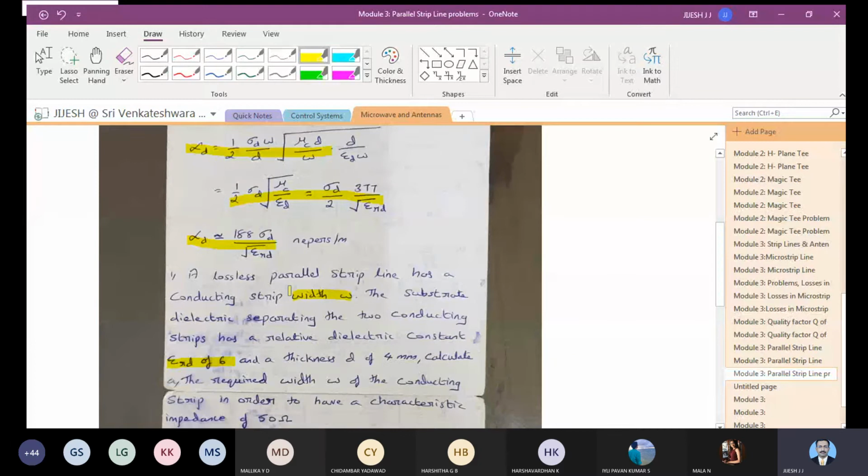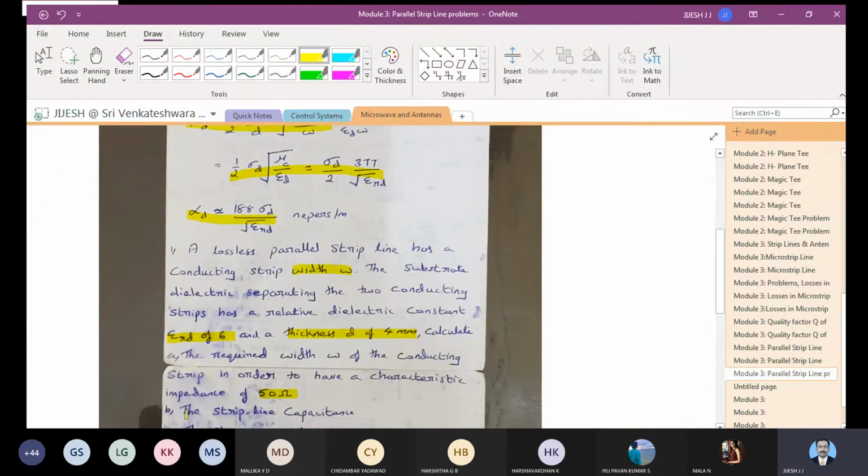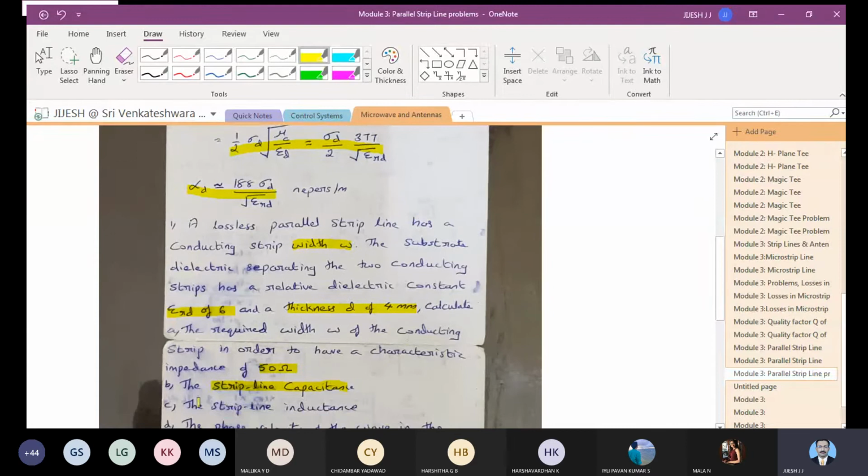of 4 mm. Calculate the required width W of the conducting strip in order to have a characteristic impedance of 50 ohm. Also you need to calculate the strip line capacitance. Also, you need to calculate the strip line inductance. You also have to calculate the phase velocity of the wave in the parallel strip line.